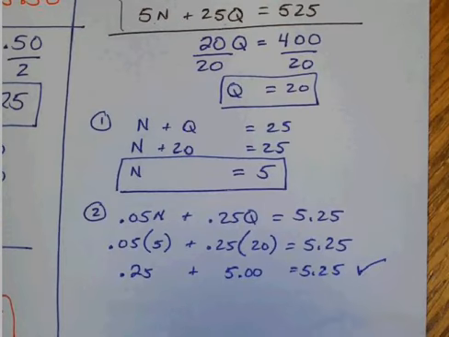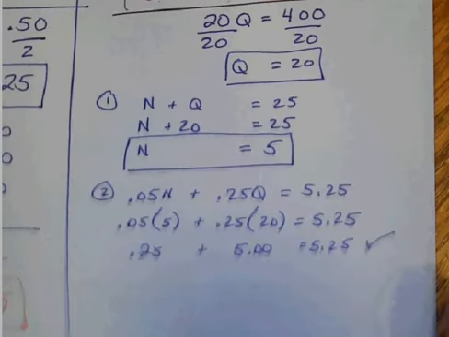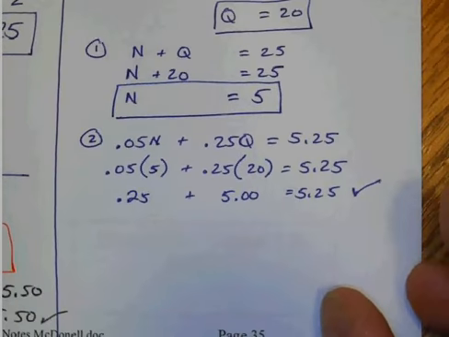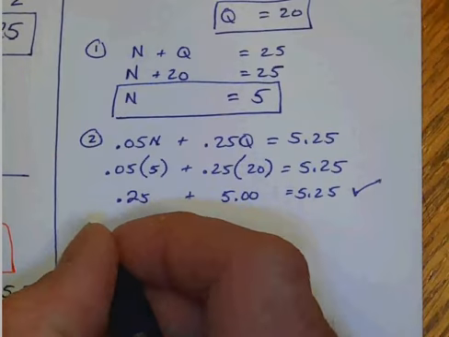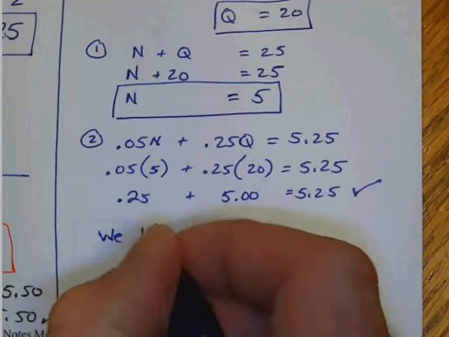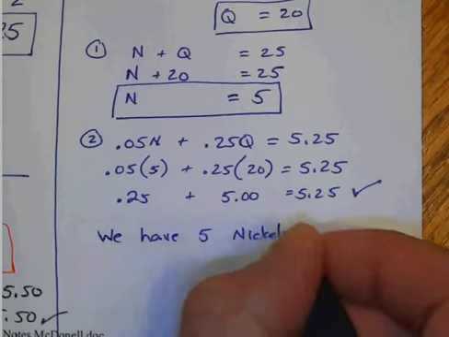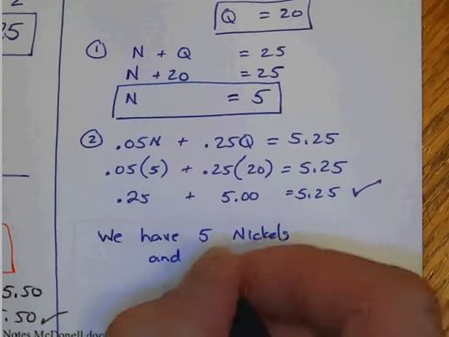We now have to answer our question. The question at the top says, how many of each coin do you have? So the question answered very simply in a full sentence says, we have 5 nickels and 20 quarters.